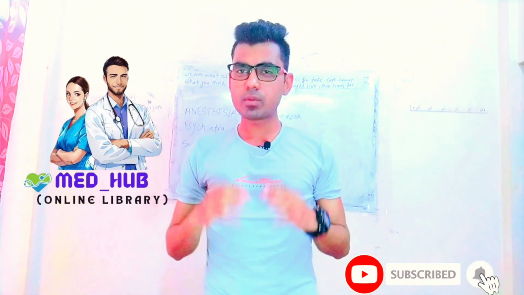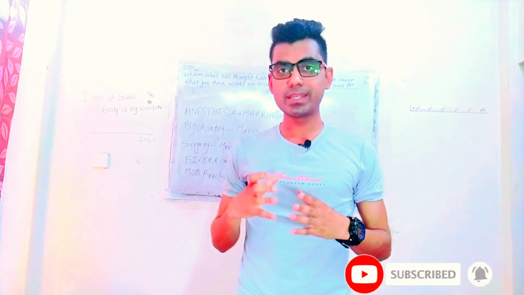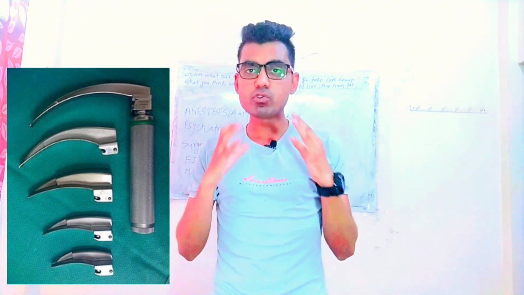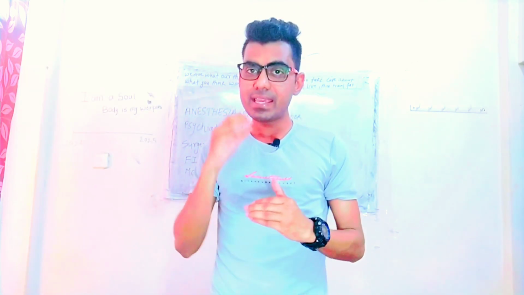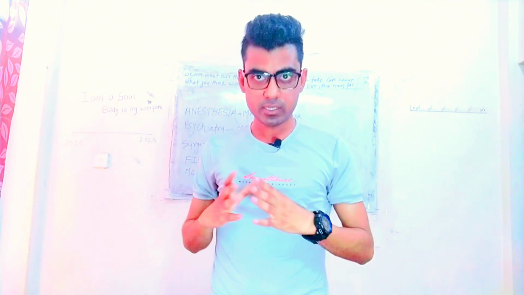Today we are going to discuss the most commonly used device in the OT during anesthesia, that is called the laryngoscope, right? So first understand what a laryngoscope is. A laryngoscope is simply a device that is used to visualize the larynx and its adjacent structures, and it is mainly used for the insertion of a tube into the tracheobronchial tree, right?